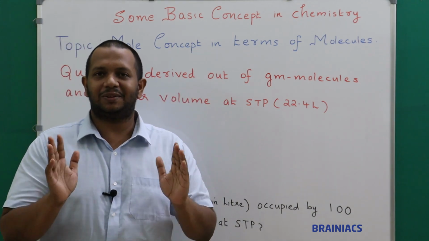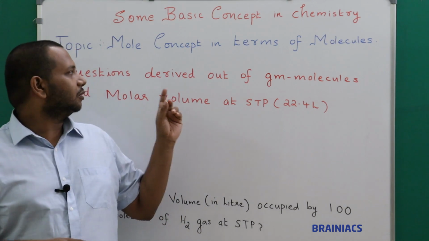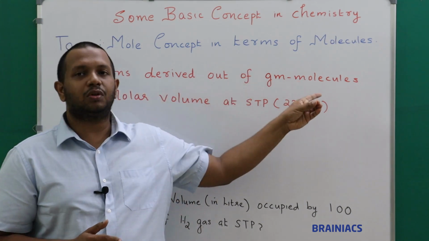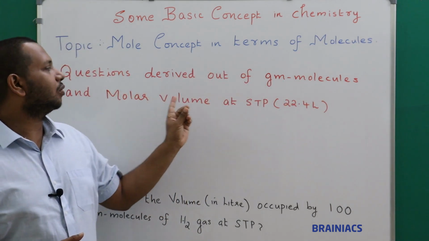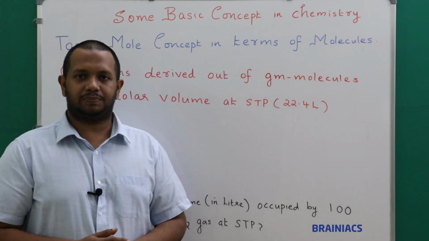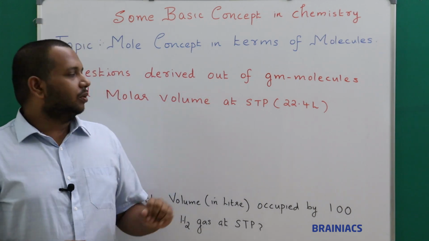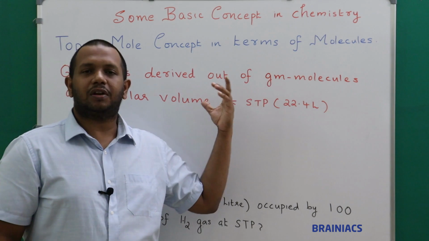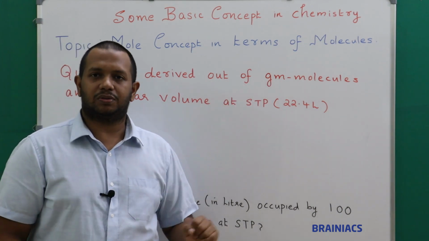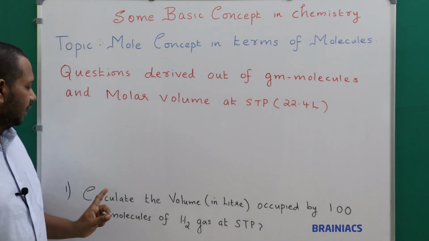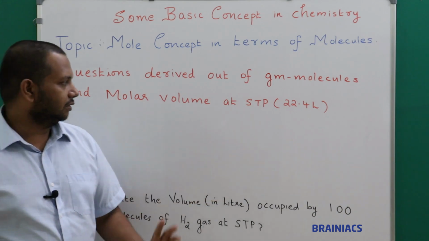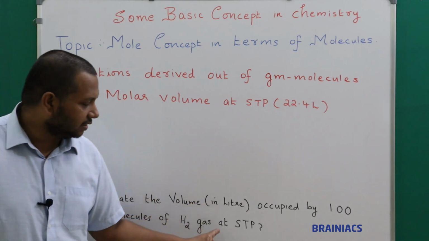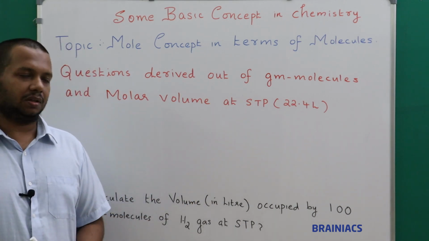So that means around 18 questions we completed. Okay, so that is the questions. The last section is the questions derived out of gram molecules and molar volume at STP. Okay, so here we will also try to do this concept along with a question. So read the question. Calculate the volume in liters occupied by 100 gram molecules of hydrogen gas at STP.